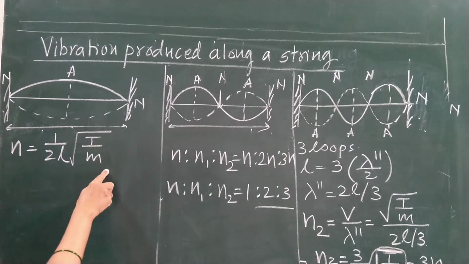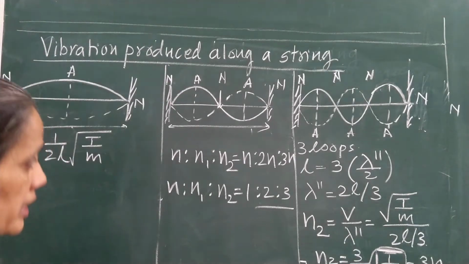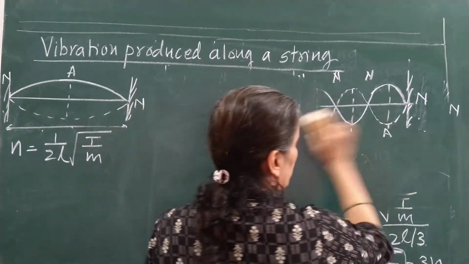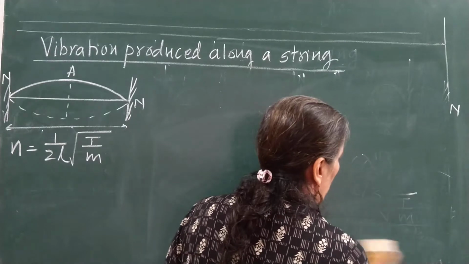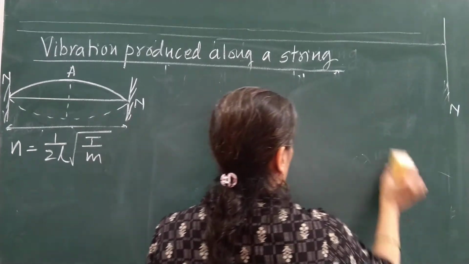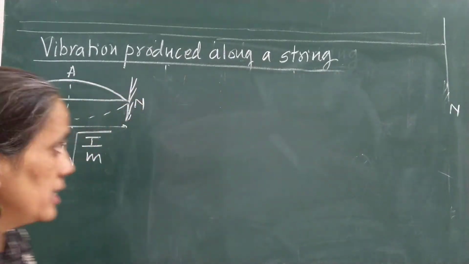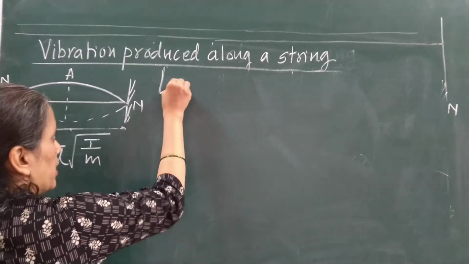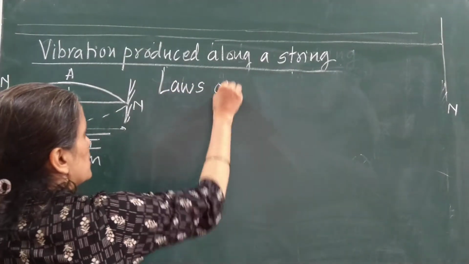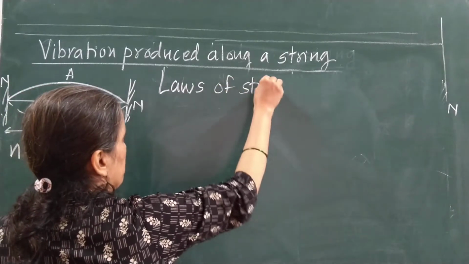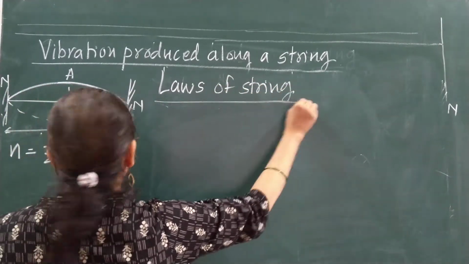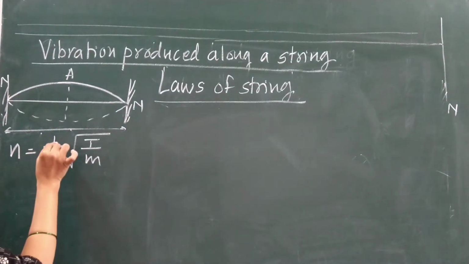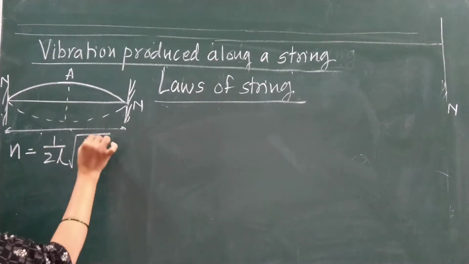From this fundamental frequency, now I can derive different laws, and those laws are called the laws of vibrating string. So from vibration produced along the string, I can see the laws of string. For these laws, the fundamental frequency n is equal to 1 upon 2L under root of T by m.